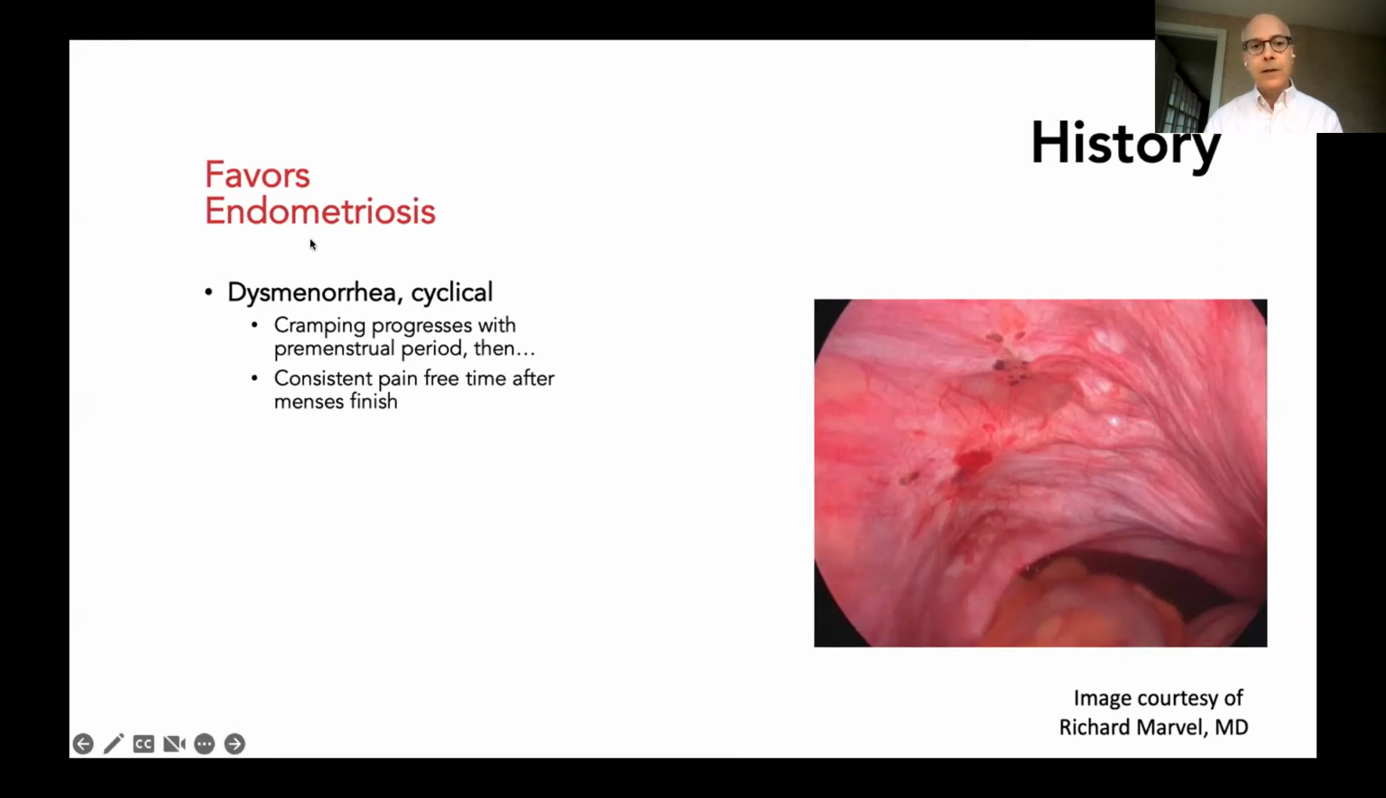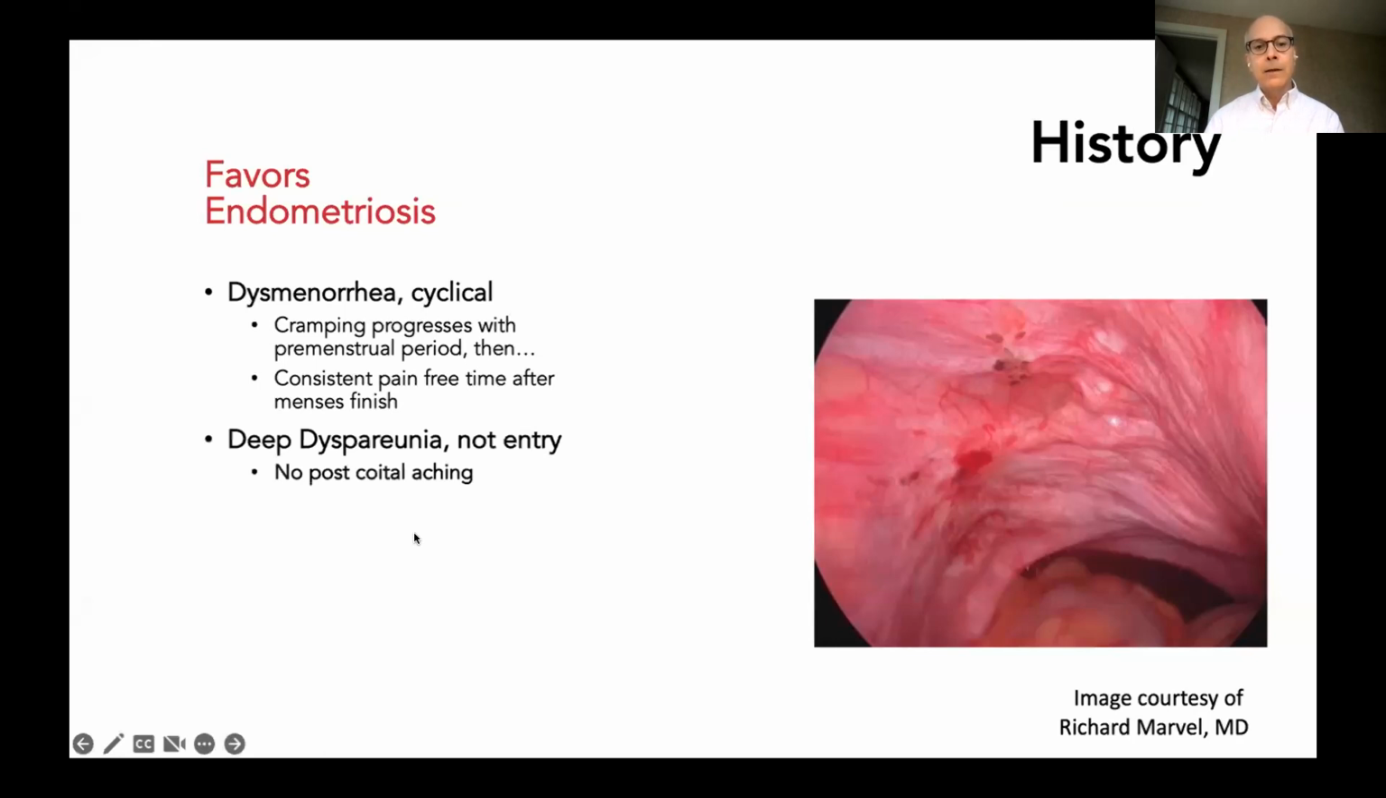So features in the history that favor dysmenorrhea are this cramping dysmenorrhea that crescendos at the time of menstruation, and then very soon after disappears with a consistent pain-free interval between. That's very different than what we see with our pelvic venous disorders.